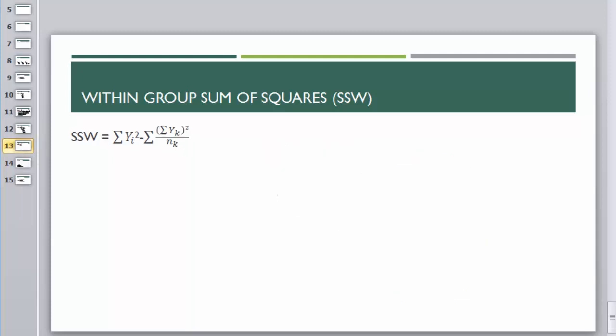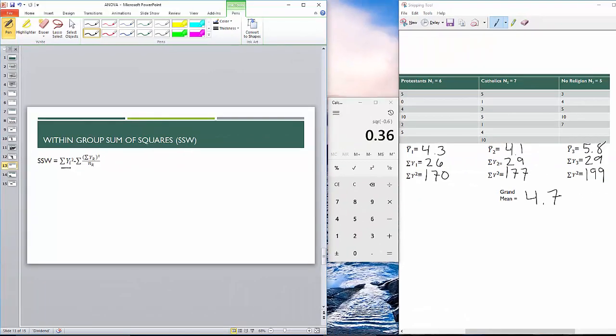Let's take a look at how we would perform this. Notice that we have 2 sides to the equation. Let's work on that left side first. And we actually have this information at our disposal. We have calculated the sum of y squared for each sample. The first group has a sum of y squared of 170. We're going to add that to the sum of y squared for the second group. And finally add the third group sum of y squared.